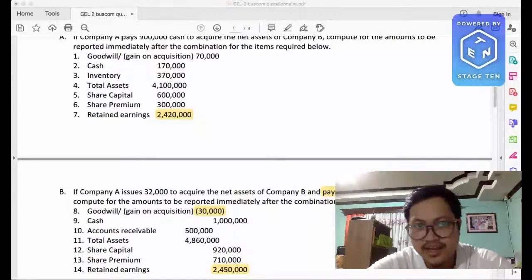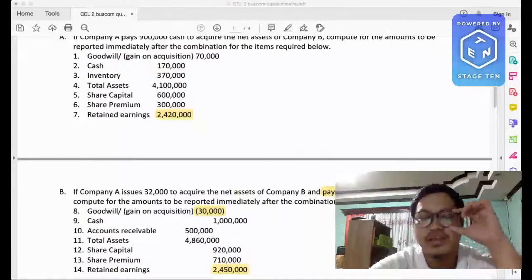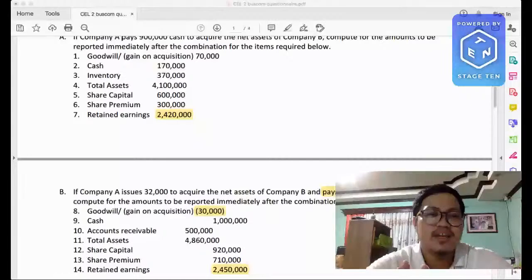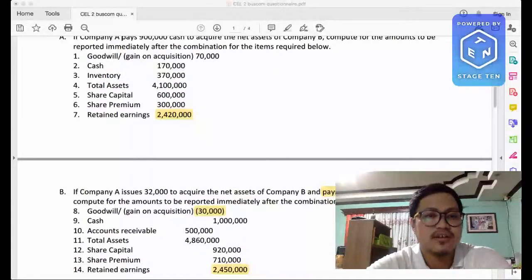If the amount is negative, if you have a negative goodwill, that means you have a gain on acquisition. And again, in most cases, the consideration would already be given. The only way it's not directly given is just like in problem B, class, wherein you have to compute for the consideration by multiplying the number of shares issued with the fair value of the shares. Okay, but that should not be difficult.